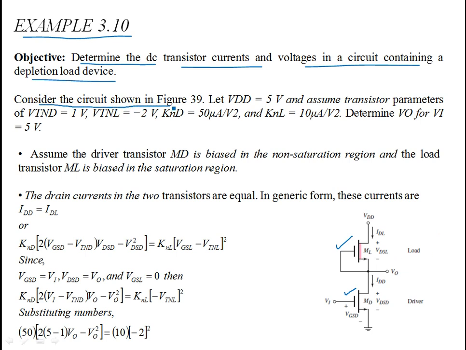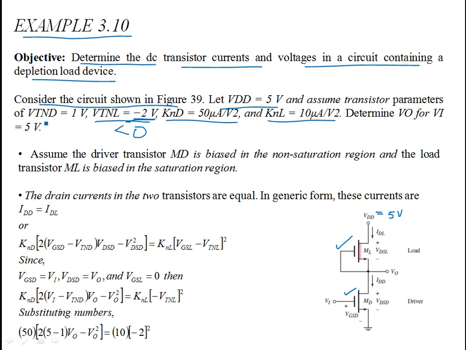So consider this circuit in figure 39, which you have seen before. Let VDD be 5 volts. So VDD is now 5 volts, and you're given the conduction parameters of your load MOSFET and the driver MOSFET, respectively. And you're also given the threshold voltages, and you recall that for the load device it's a depletion type, so VTN has to be less than 0. So you can see over here there's a negative sign, it's minus 2 volts.